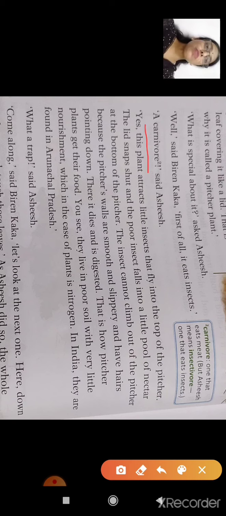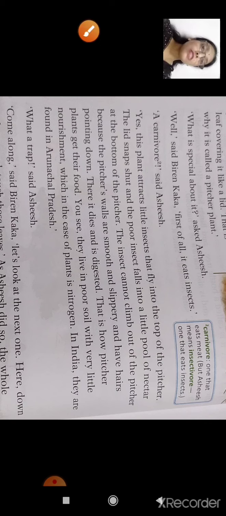There is a difference between carnivore and insectivore. Carnivores are the ones who eat insects and animals. Insectivores are the ones who eat only insects. Okay. Yes, this plant attracts little insects that fly into the top of the pitcher.